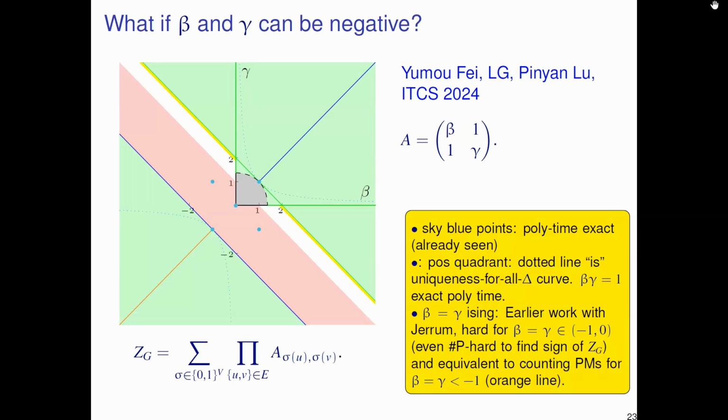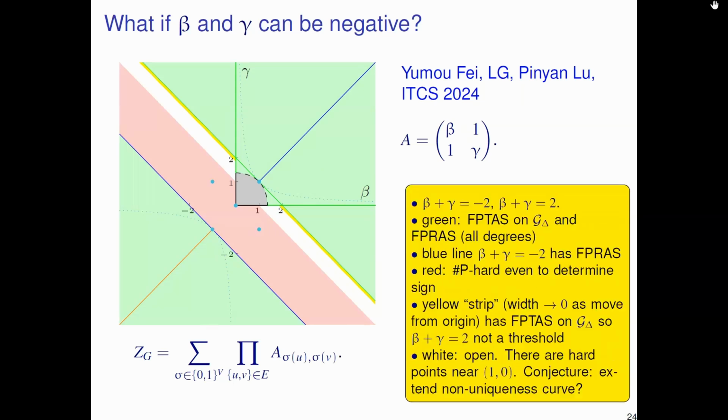In that earlier paper, we found that if you could estimate the Ising partition function on any point in the orange line segment, that's exactly equivalent to approximately counting perfect matchings in a general graph, which is a huge open problem in my community. We just don't know whether you can do it or not. But it turns out to be the same as approximating Ising in this negative zone.